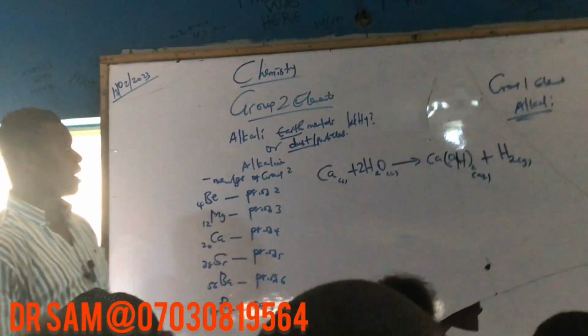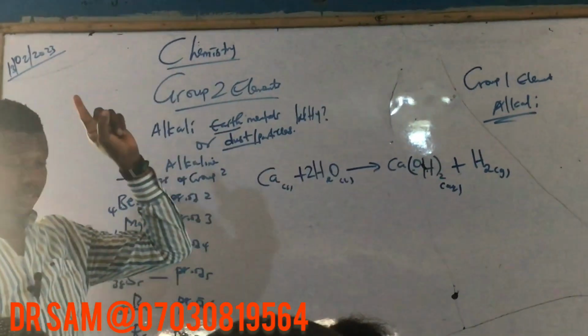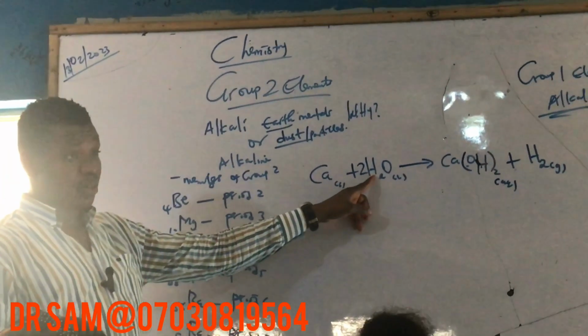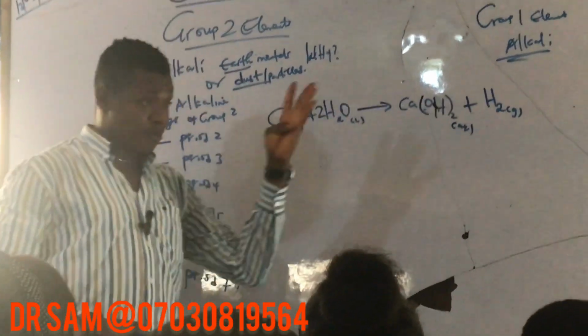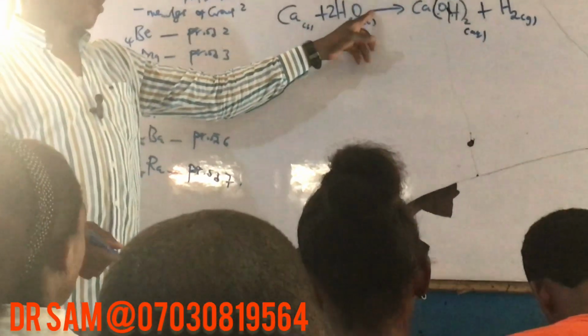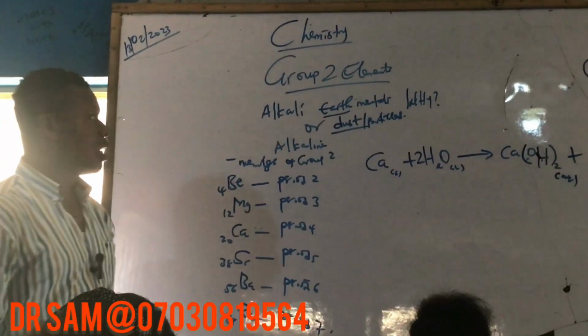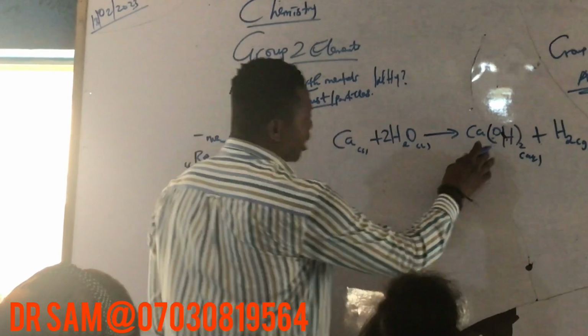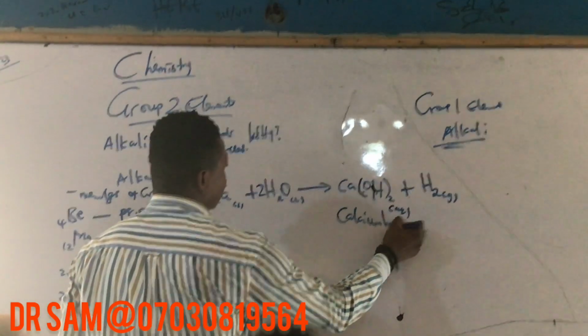Let's test the balancing. Ca is 1, Ca as the product is 1. 2 times 2 here for hydrogen, 4. H2 in bracket, right? Yes. Plus H2 making 4. Oxygen is 2O, then O2 balanced. So this is calcium hydroxide.